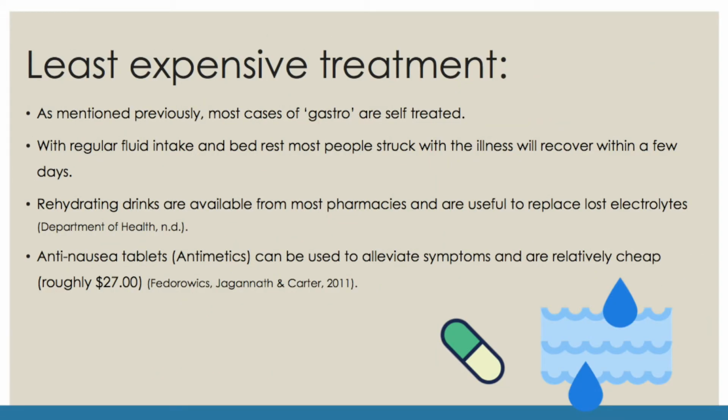To treat mild cases of gastro, it is recommended to drink plenty of fluids, drinking small amounts regularly. Rehydrating drinks are also recommended to help keep electrolyte levels up whilst experiencing dehydration. Anti-nausea tablets have been found to help alleviate symptoms of gastroenteritis in both children and adolescents. It has been found that an oral dose of anti-nausea tablets helps to control episodes of vomiting and avoid hospitalisation and the need for IVT.